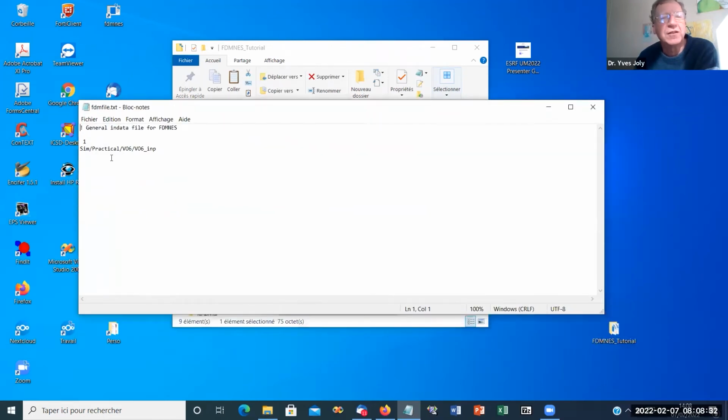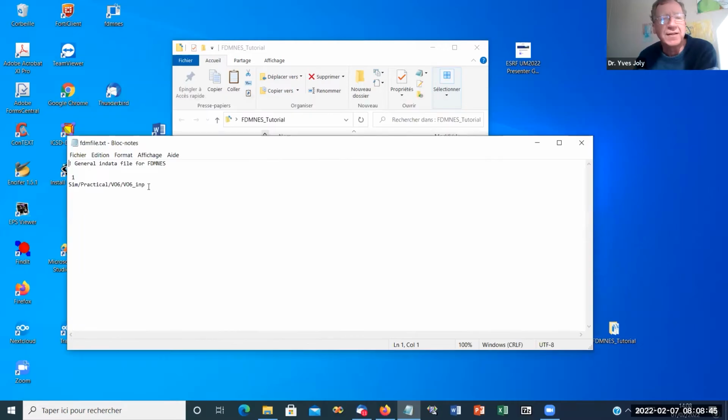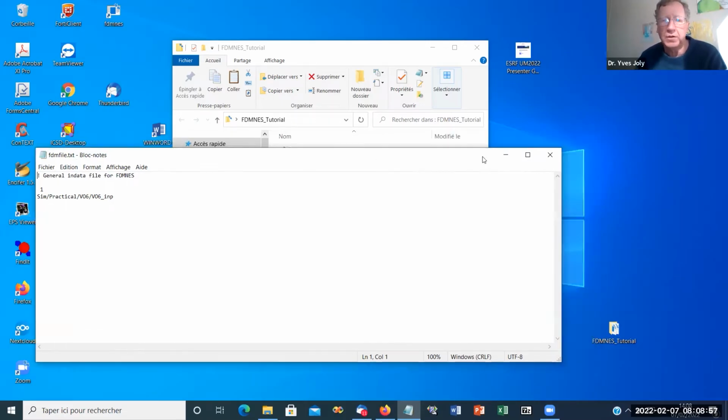You have just the number of jobs you want to do, and then where the input data file is. I do that because it's easier in practice. And also, for example, if you want to make different calculations during the night, you can run maybe 10 and give 10 input file names below. So you will have all these jobs done automatically, one after the other.